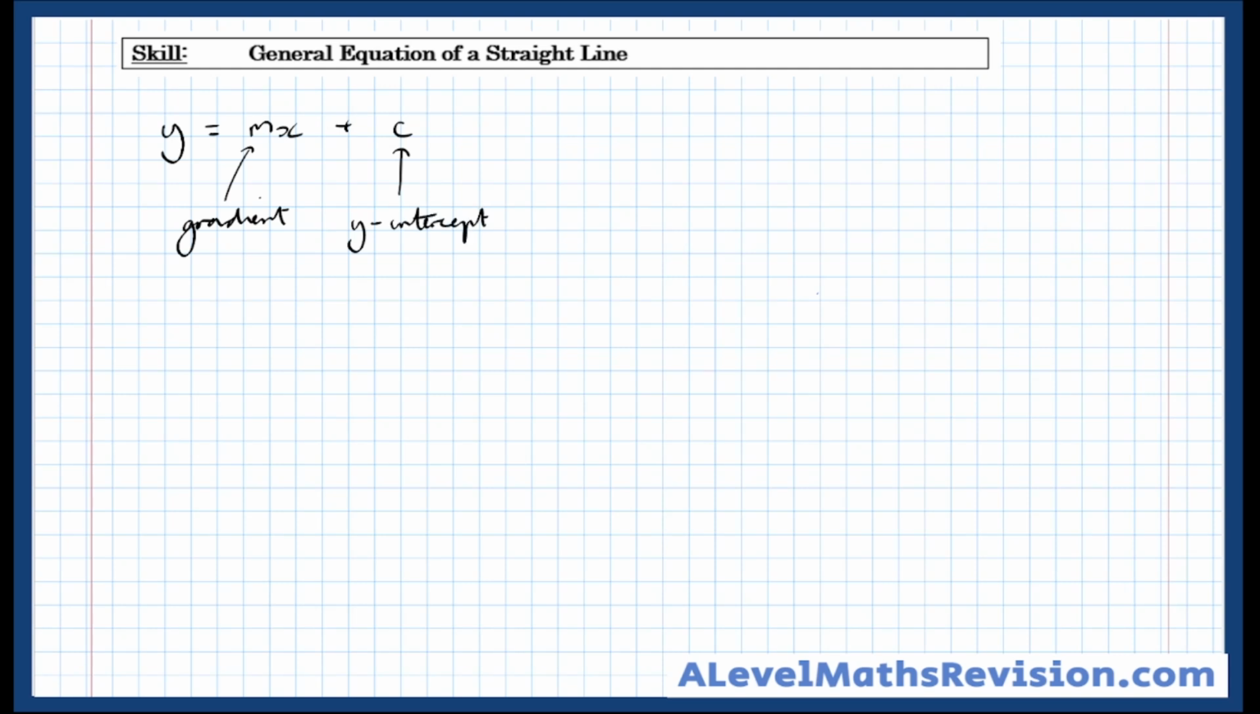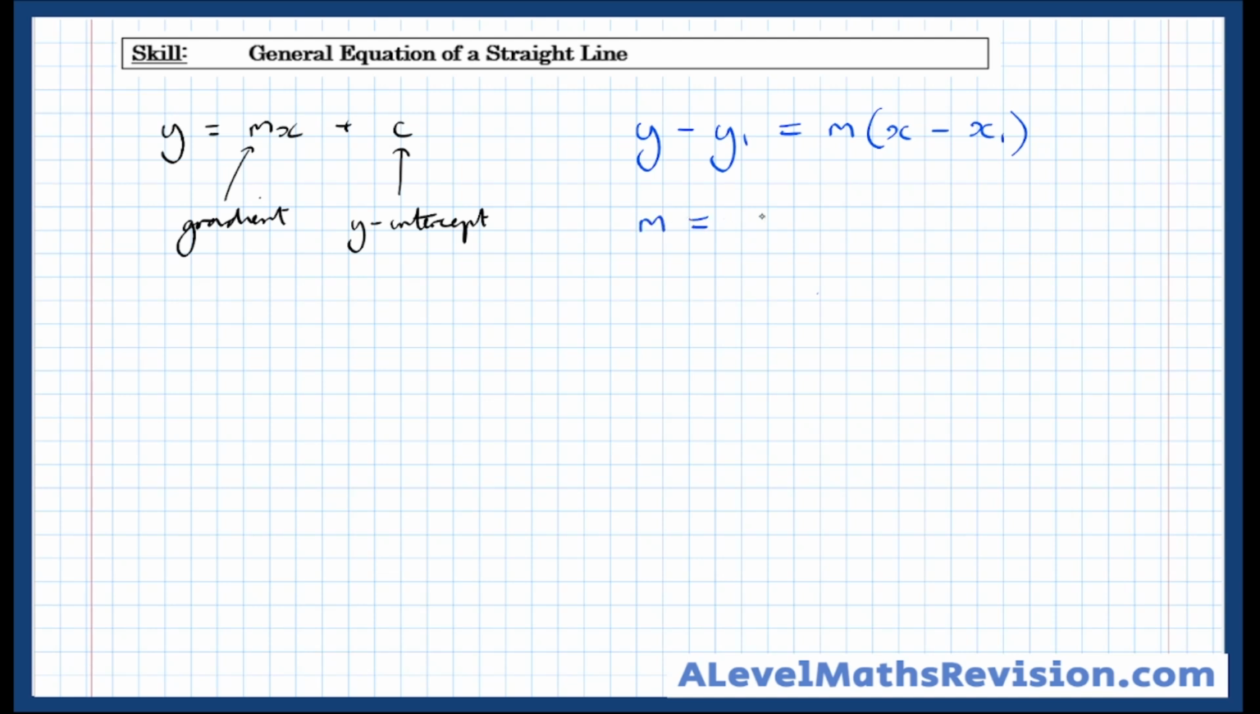Now, having the equation in this form has many advantages. One of the advantages is we can just read off the gradient and the y-intercept. But at A level, there's a more useful way to write the general equation of a straight line, and that's like this here. And this is the one that you should really transition towards using. So y minus y1 equals m(x minus x1).